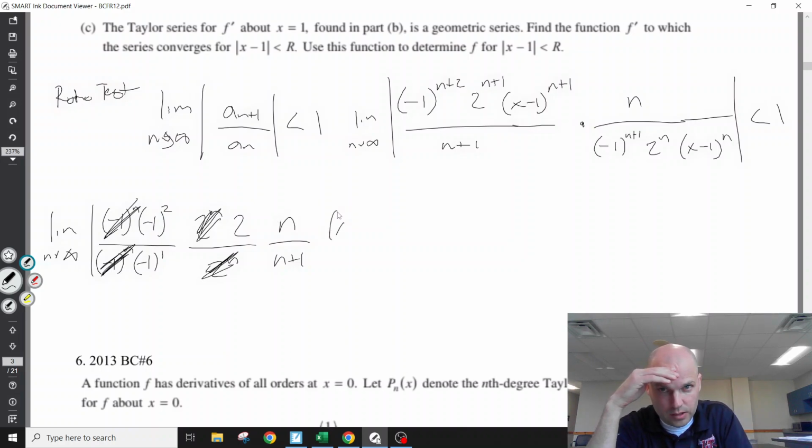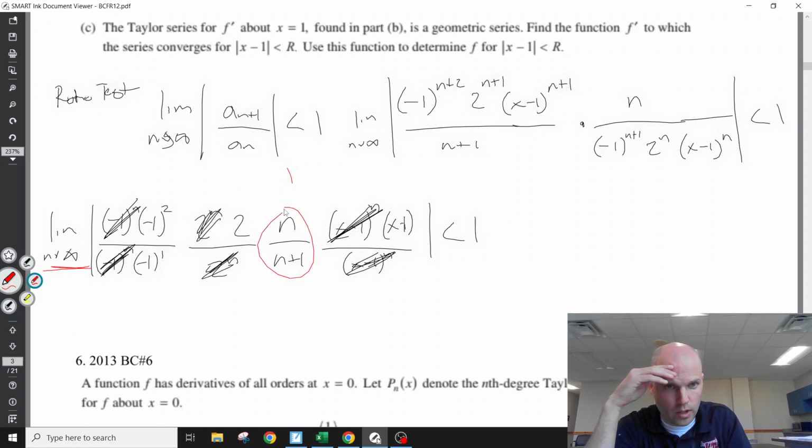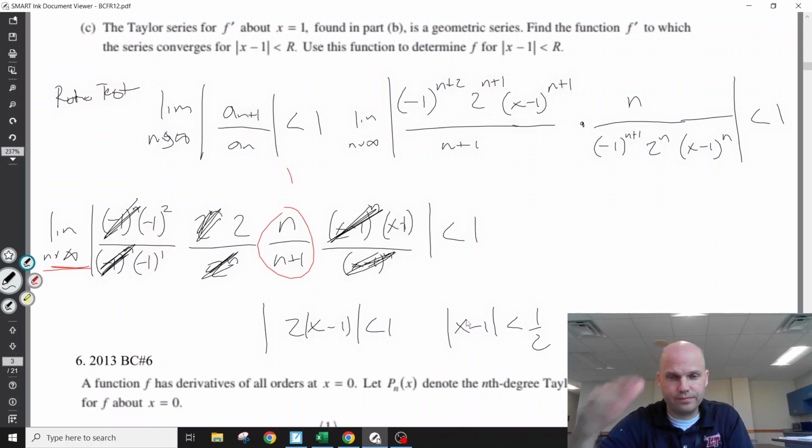And then the x's. Plug in infinity, this goes to 1. You get just this 2. So 2 times absolute value of x minus 1 has to be less than 1. My radius, therefore, is a half.